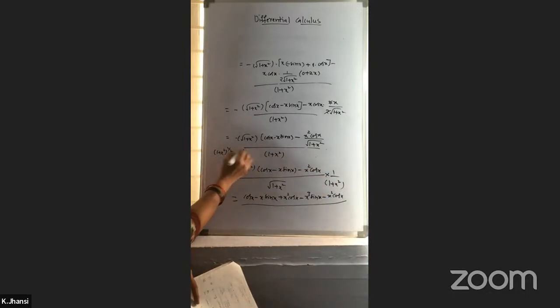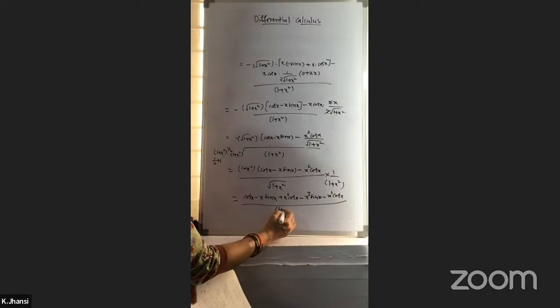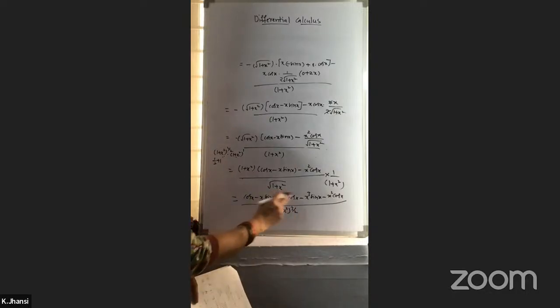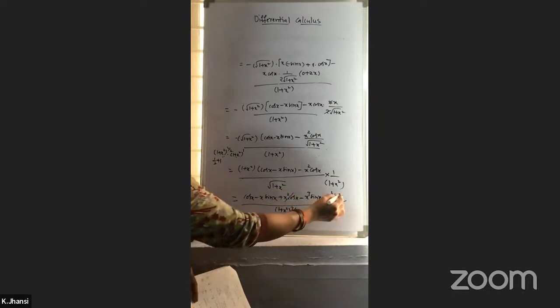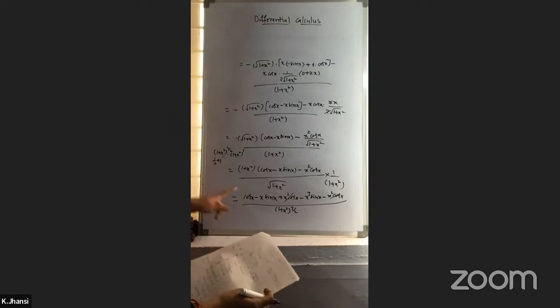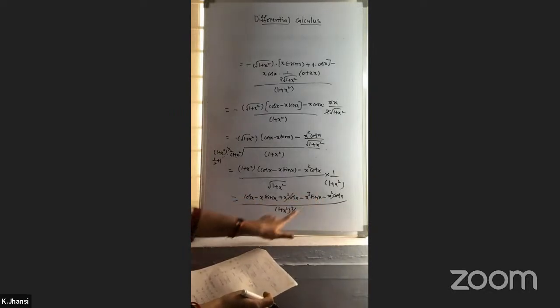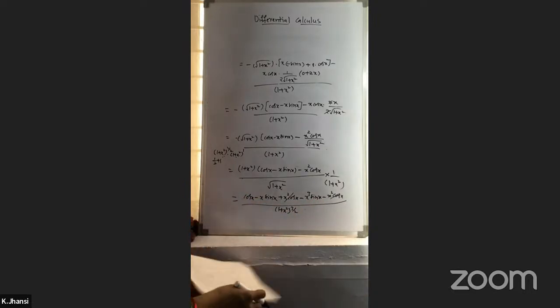Okay. So here power 1. 1 by 2 plus 1 means, if you take cross multiplication, you will get 3 by 2. If you multiply this one and this one, you will get 1 plus x square to the power of 3 by 2. Here plus cos square x and minus cos square x both will get cancelled. So you will remain only cos x minus x sin x minus x cube sin x divided by 1 plus x square to the power of 3 by 2.